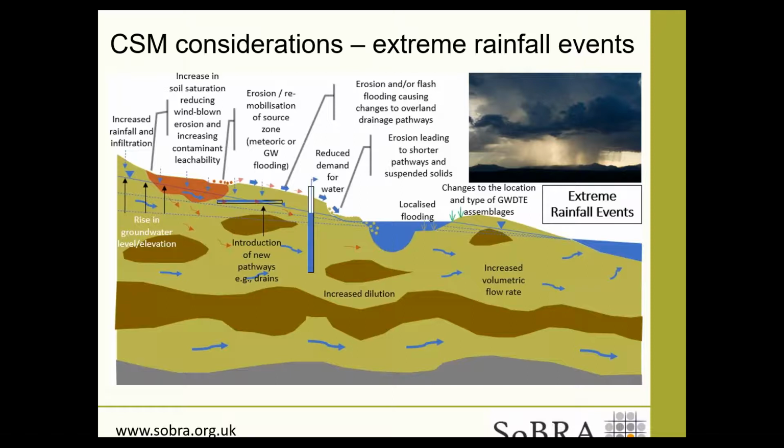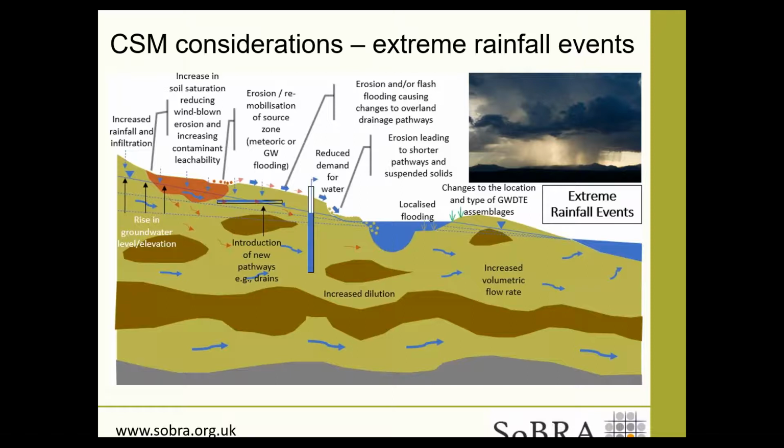So in terms of surface or near surface effects, you could get increased rainfall and infiltration, resulting in increased recharge rates and runoff. You could get erosion and remobilization of the source zone due to extreme heavy rainfall. You could also get erosion and/or flash flooding, causing changes to overland drainage pathways and pathway lengths. Localized surface water flooding might also occur, and this may affect pathway lengths, peak river flows, and could mobilize contaminant sources that may be upstream of your site.